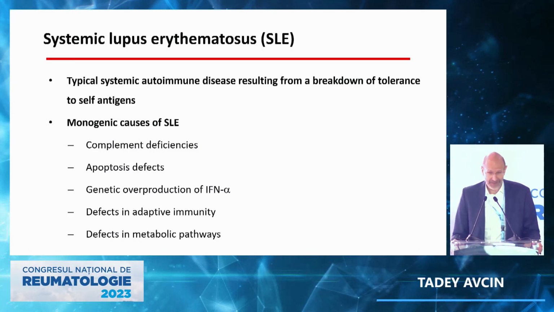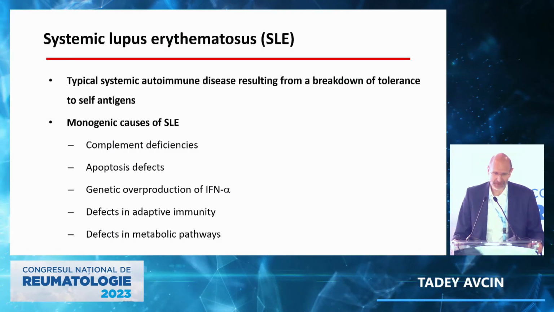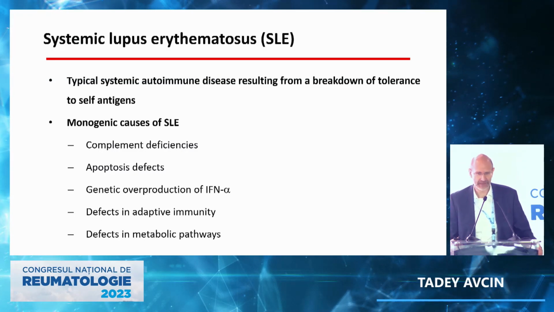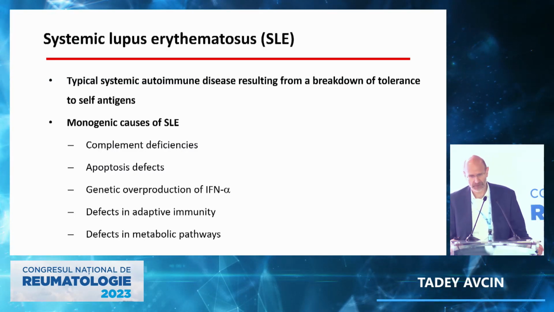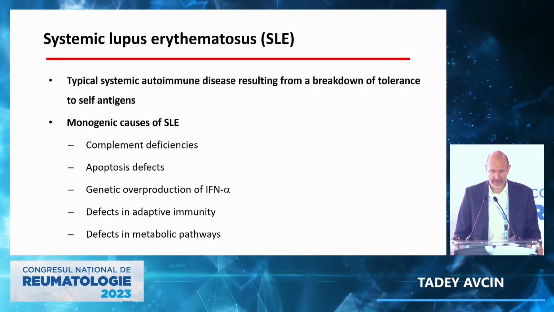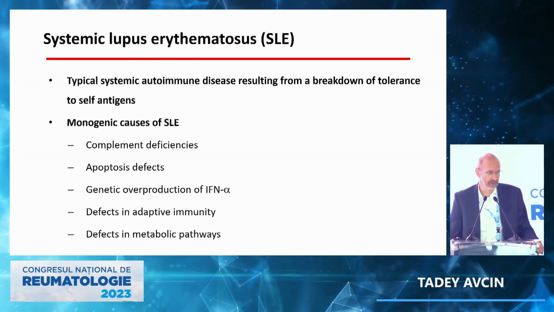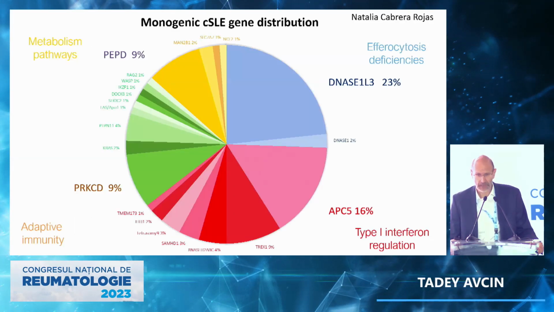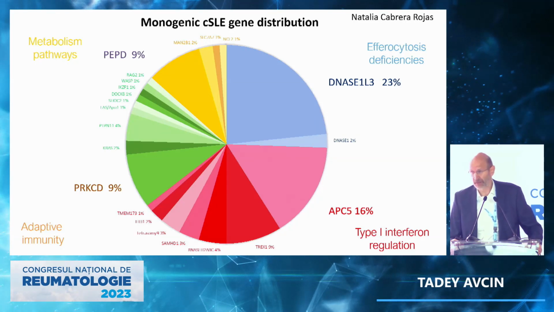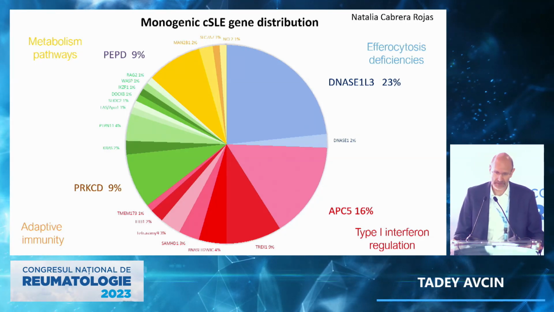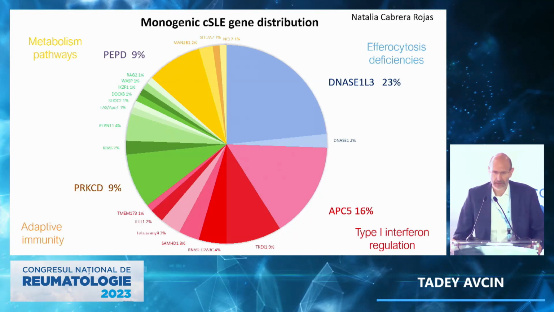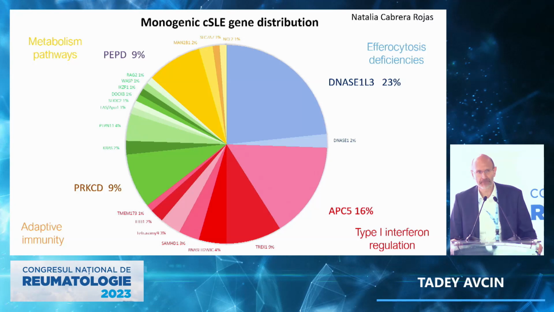So what are the monogenic diseases that I would like to present in a little more detail? Complement deficiencies, apoptotic defects, genetic overproduction of interferon alpha, defects in adaptive immunity, and defects in metabolic pathways. This is a cartoon that was made by colleagues from France. What is the gene distribution in monogenic childhood onset SLE?